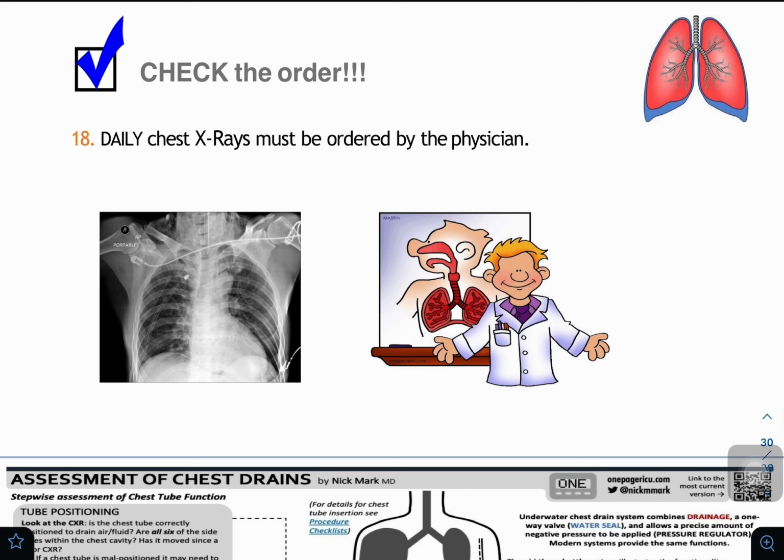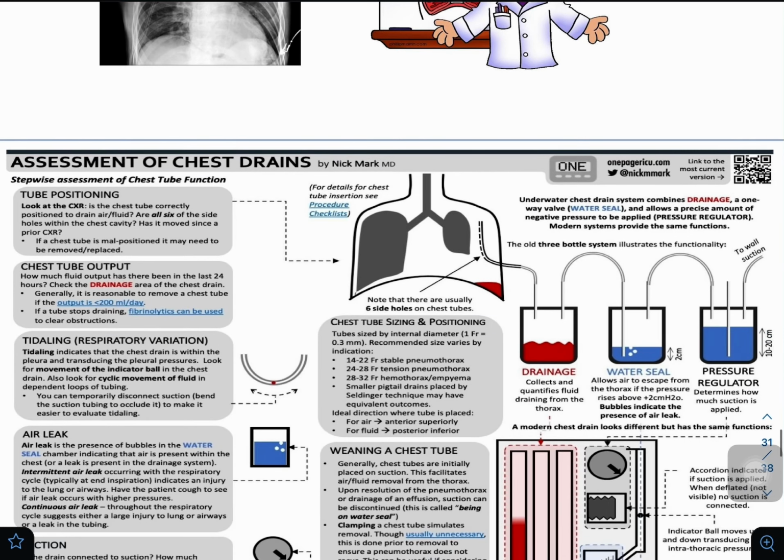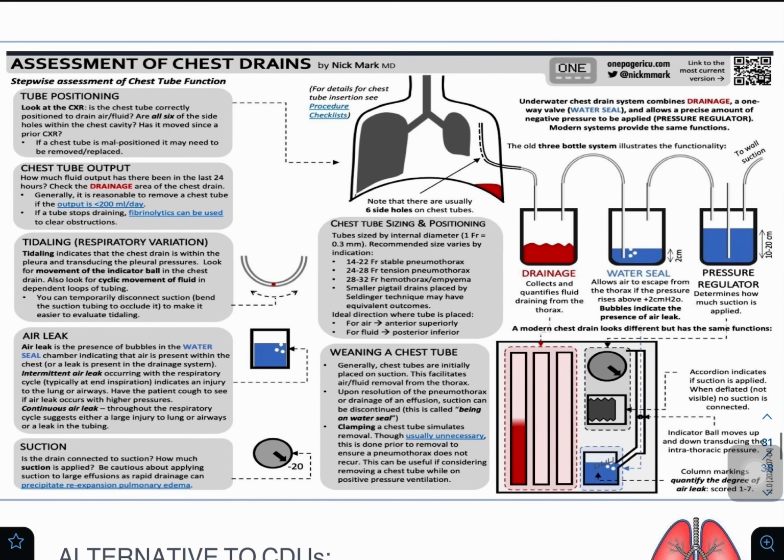You can perform a daily chest x-ray, or a clinical examination can be done on the patient. Assessment of the chest drains: tube positioning, you can look at the chest x-ray. Look at the chest tube output. If it is less than 200 ml per day, according to the BTS guideline, we can think about removing the chest drain. If a tube stops draining, fibrinolytics can be used.